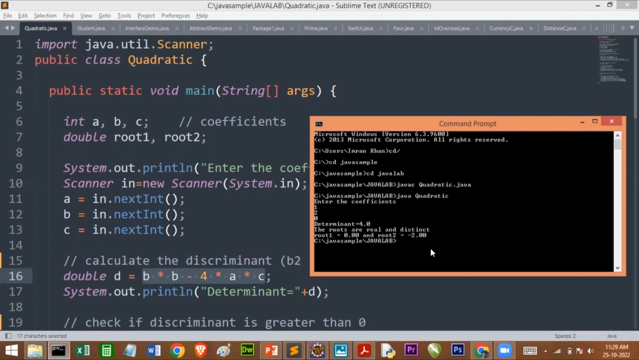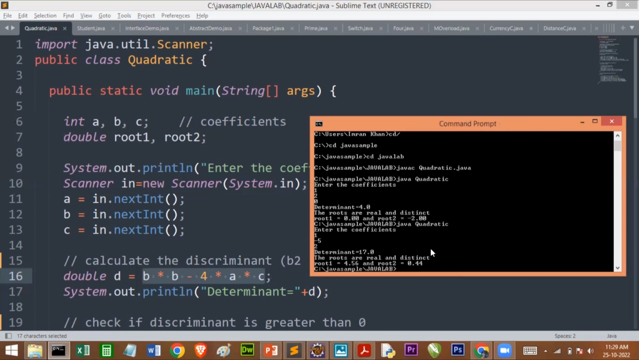Now I'll give one more value. I'll execute one more time. I'll give A value 1, B value -5, C value 2. This time I'm getting again a positive number, so I'm getting the roots are real and distinct, with root 1 as 4.56 and root 2 as 0.44. Okay, we will see one more.